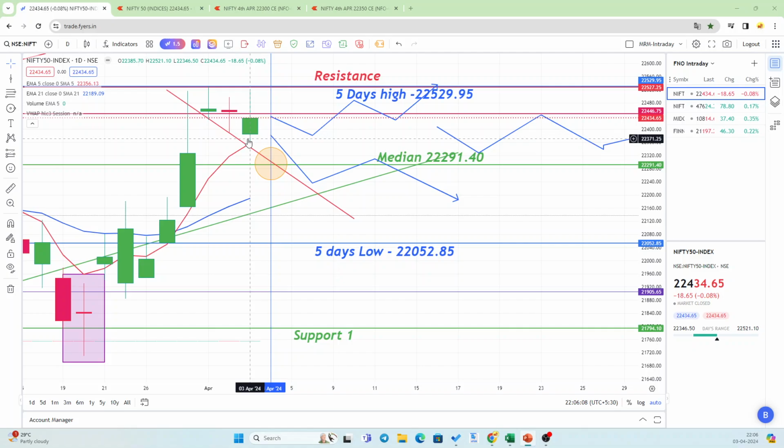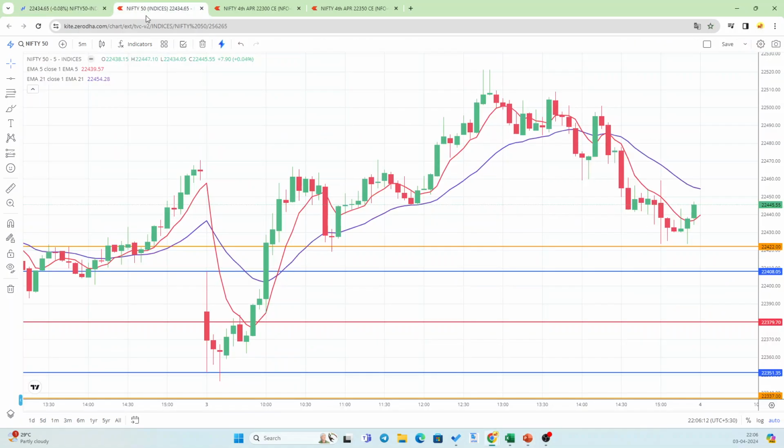Now we can see the Nifty 5-minute candle. This is yesterday's close and the open was here. There is a good gap down of near about 80 points. The first candle is a red candle, the second is also red, the third is also red.